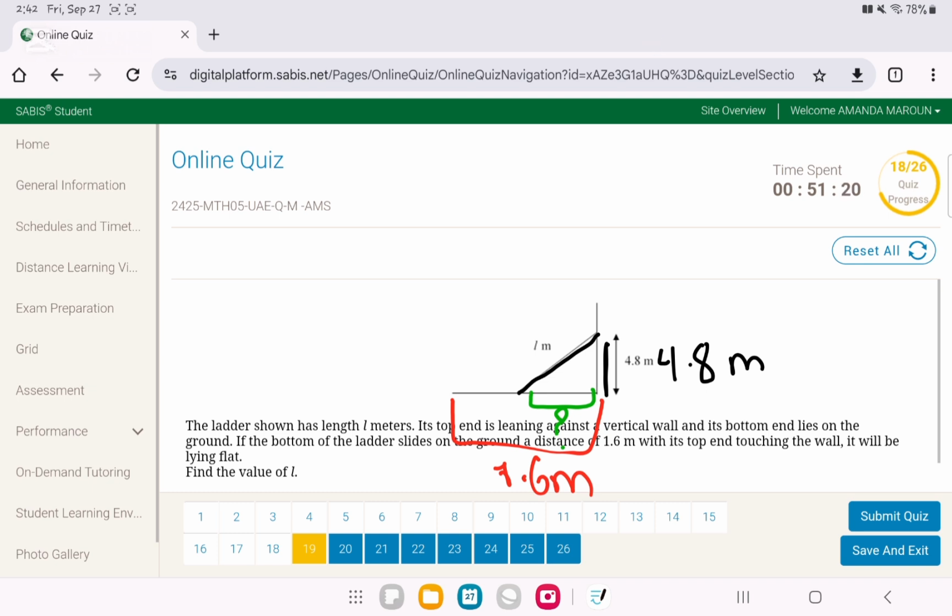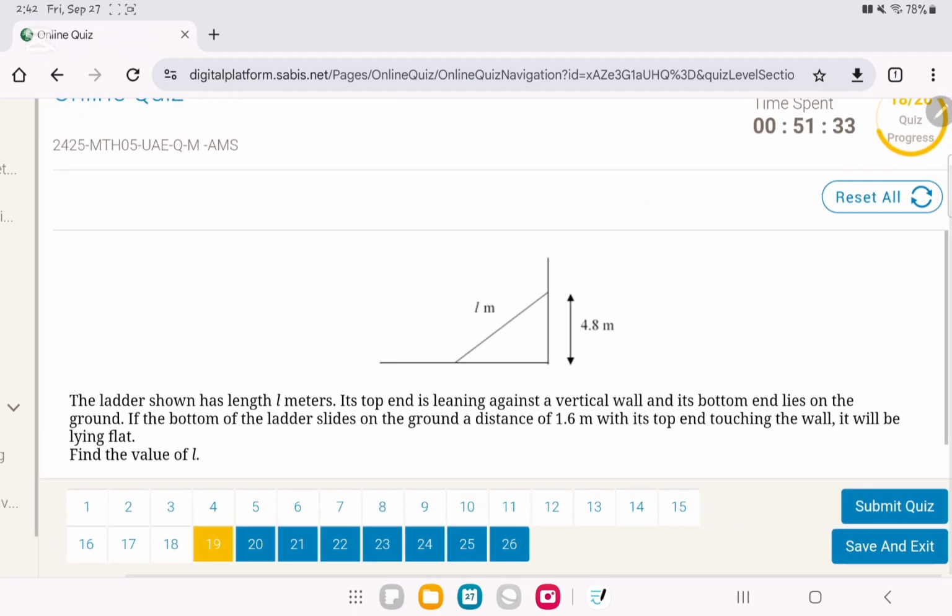Okay. So since it is flat, that means it's going to be here, and this is going to be the length of the ladder. So again, the ladder is like this. Its length is L, okay? So then they told us if you slide the ladder like this, it slides along the ground a total distance of 1.6 meters. So all of this is 1.6, with the top touching the wall.